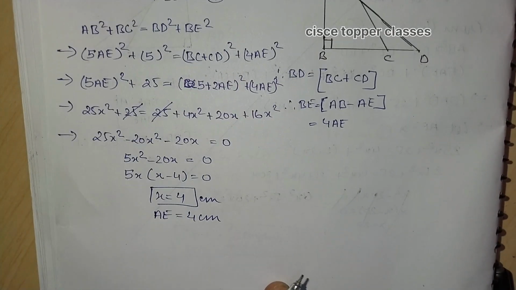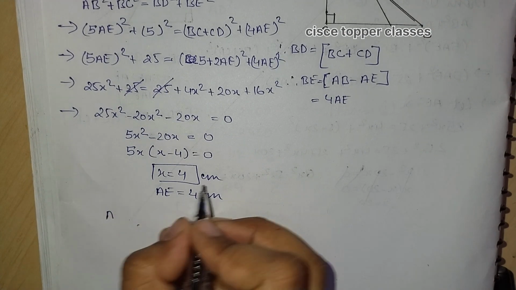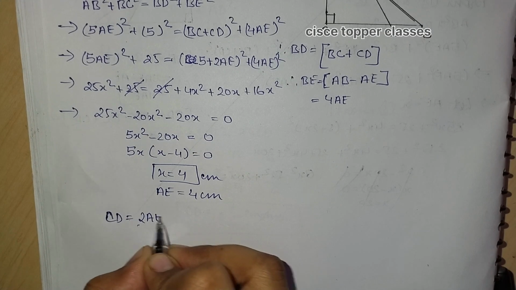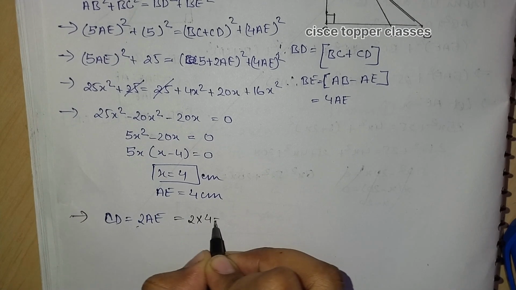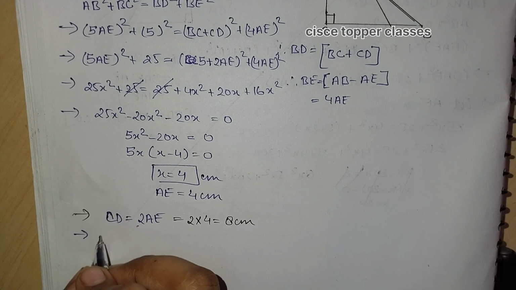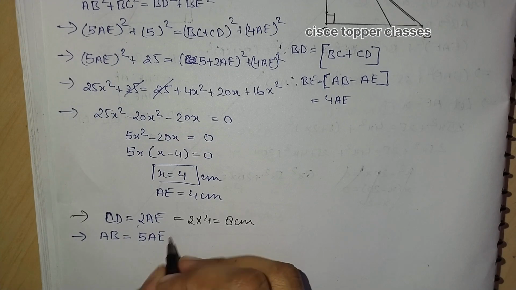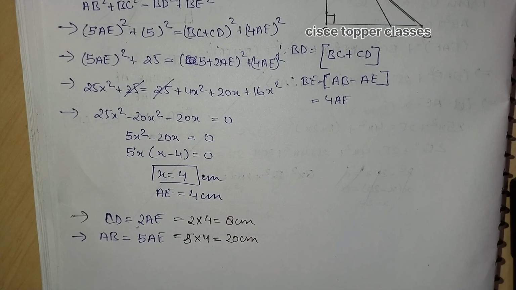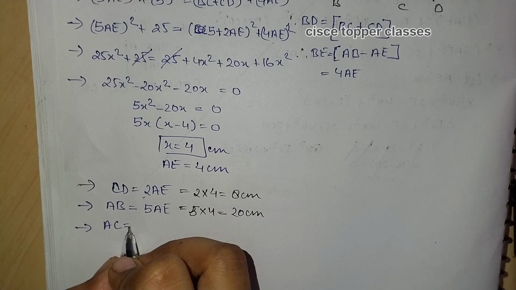Now from this we have to calculate the values. The value of AE is 4. Now we have to find the value of CD. CD is given to us as 2AE, so 2AE will be 2 into 4, which is 8 centimeter. Now we have to find the value of AB. AB is given to us as 5AE. We will again put the value of AE, so 5 into 4 will be 20 centimeter. Now the third thing is we have to find the value of AC.